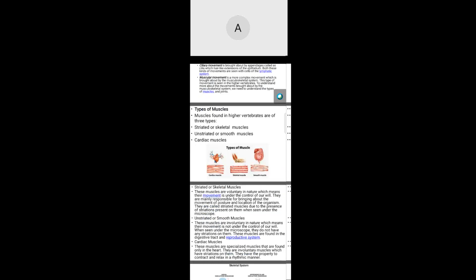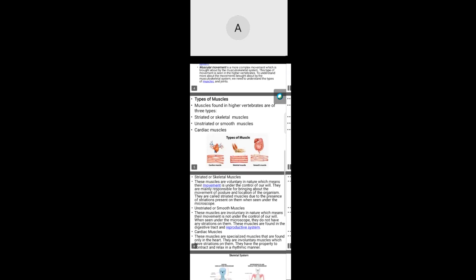Striated or skeletal muscles. These muscles are voluntary in nature, which means their movement is under the control of our will. They are mainly responsible for bringing about the movement, posture and location of the organism. They are called striated muscles due to the presence of striations on them when seen under the microscope.